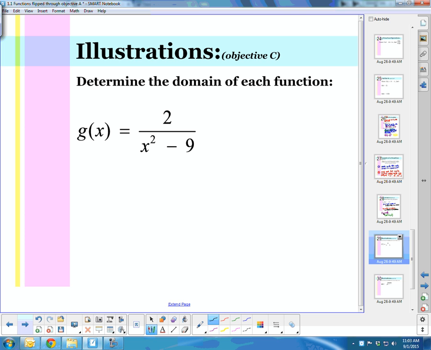Our second example. G of x equals 2 over x squared minus 9. I don't see any radicals in this, so no radicals. So I don't have to worry about that. No radicals, so no restrictions there.